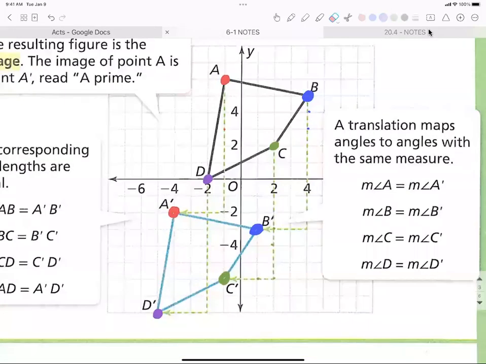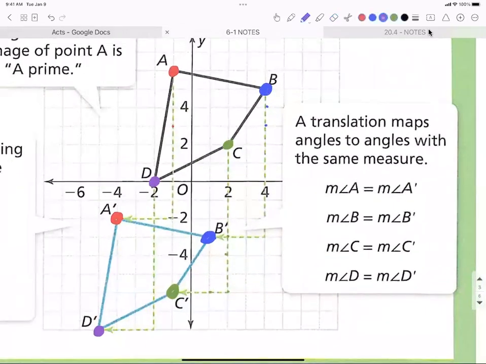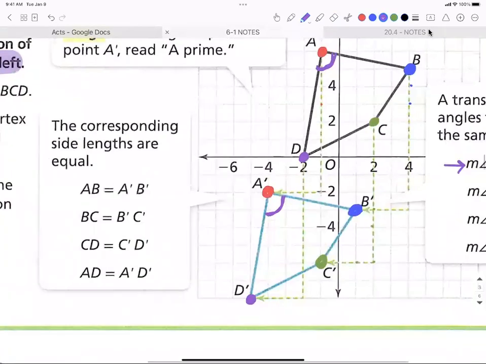That's a translation. And notice what it says over here: angle A of the original, how do I know it's the original? Because there's no slash mark here. Angle A and angle A prime equal each other. What that means is angle A up here and angle A on the prime one are going to be identical, because with translation, nothing changes, right? Same shape, same size. Angle B's equal each other, angle C's, angle D's. Side lengths equal each other. That's what they have here.